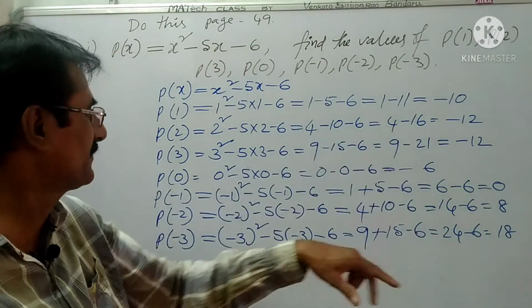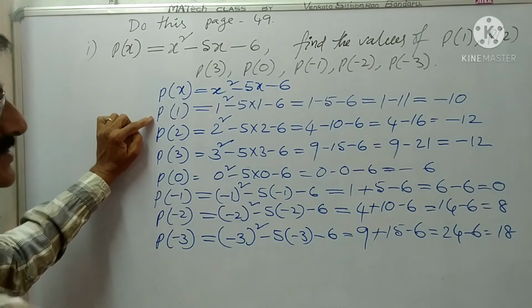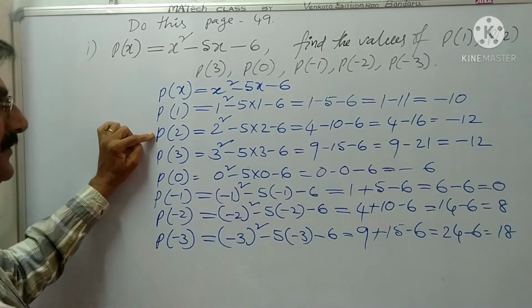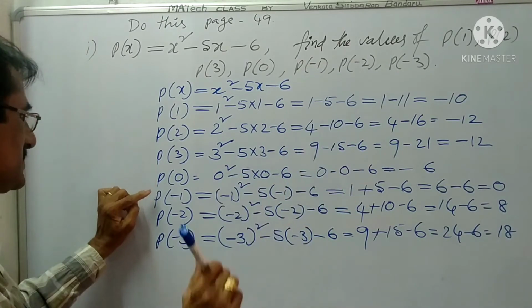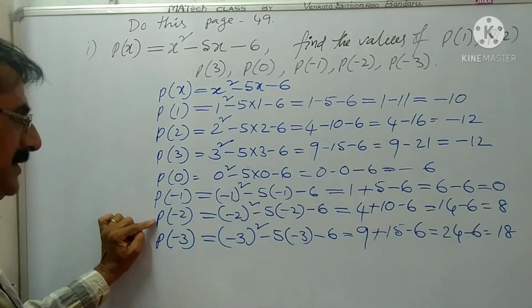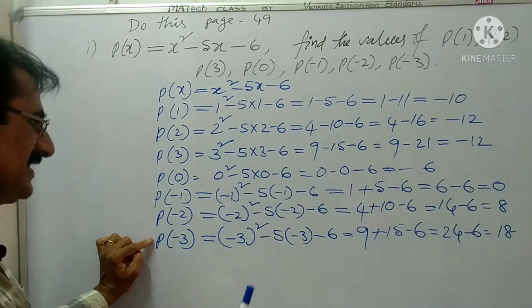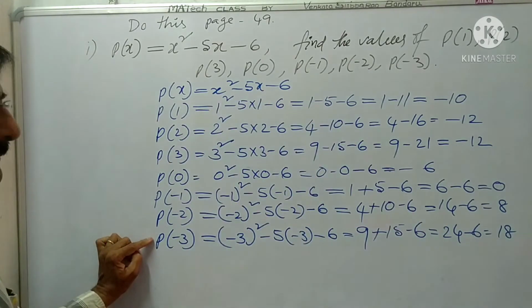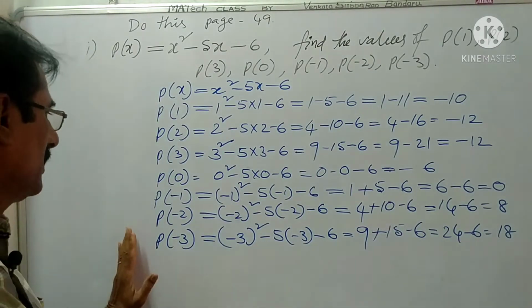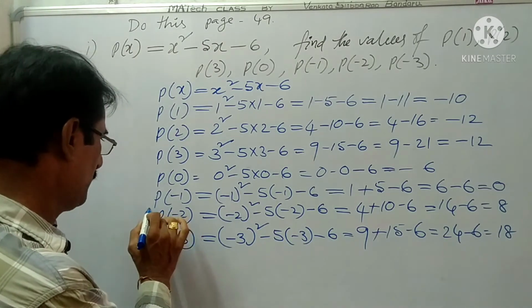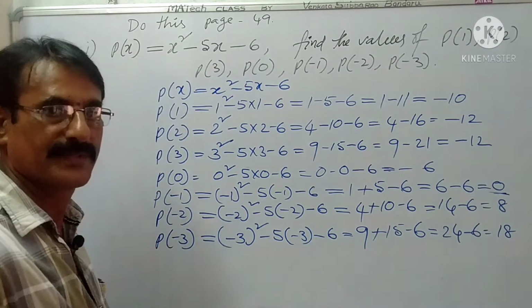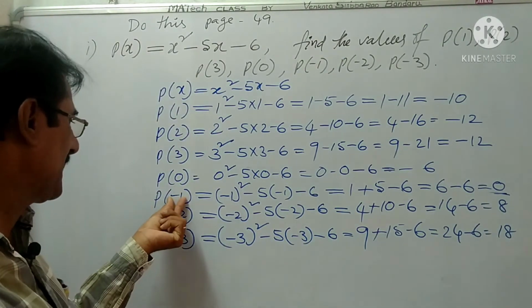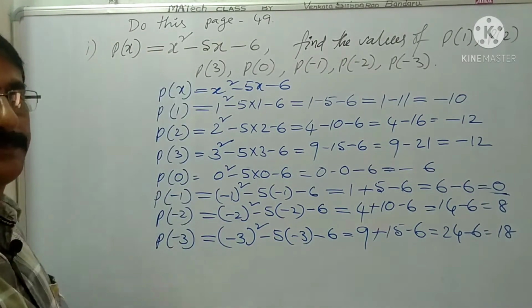You observe the values of the given. P of 1 value is minus 10, p of 2 is minus 12, p of 3 is minus 12, p of 0 is minus 6, p of minus 1 is 0, p of minus 2 is 8, p of minus 3 is 18. Out of all, only p of minus 1 is 0. That means minus 1 is the zero of this polynomial.